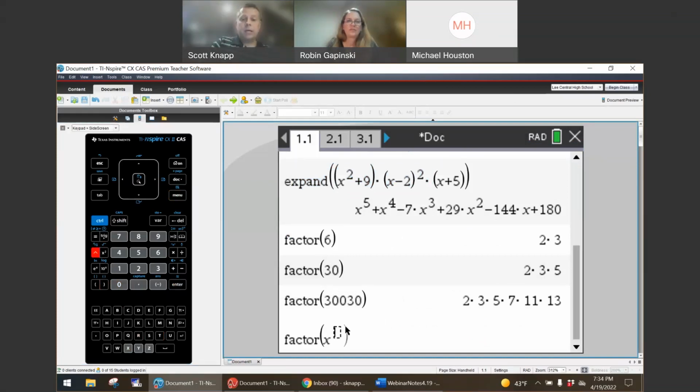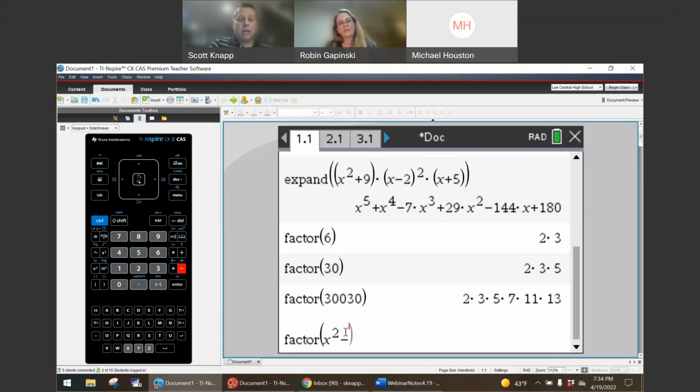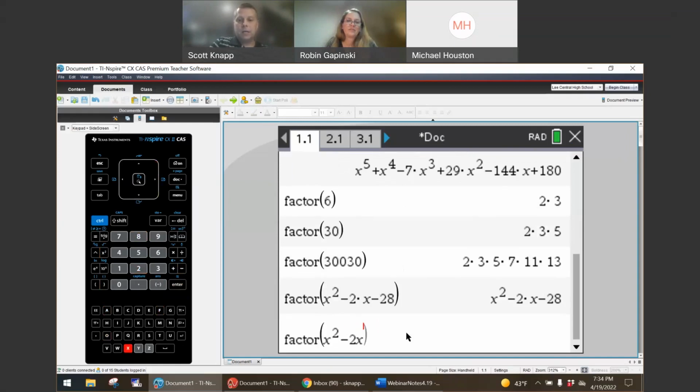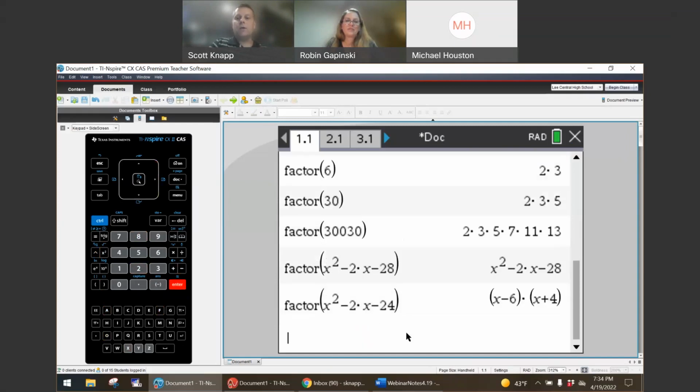Okay, and so just like expand can expand expressions, factor can factor an expression into, oh, that one doesn't have factors. So that was a prime expression. But what if we had a non-prime expression, x squared minus 2x, and then how about minus 24? We can see the two factors that make it up. And that's pretty nice. And in a little bit, I think Robin's got something that she's going to show you, how you can use the factor tool to look for some patterns.